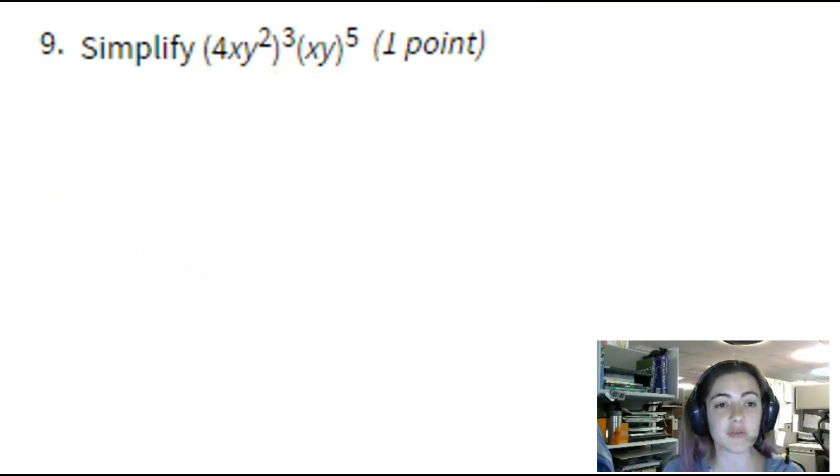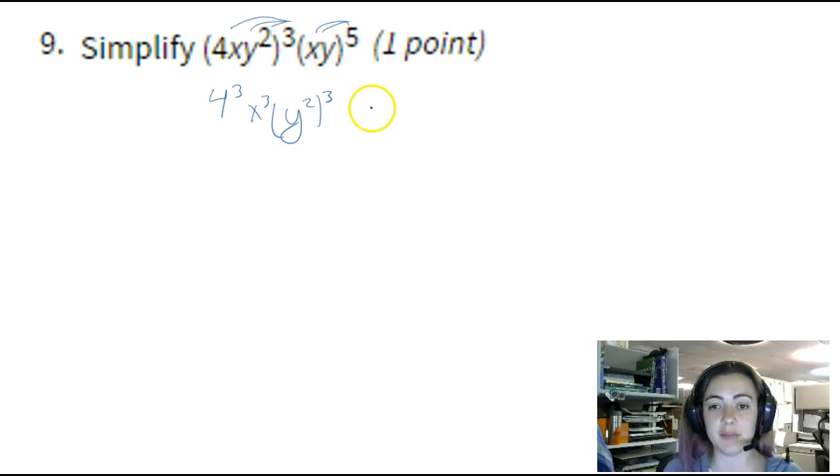Now for number 11, we're going to start simplifying when we take a power raised to another power. This time we have numerals and we have exponents here. So we can distribute this 3 through. So we have 4 to the third, x to the third, and y squared to the third. This is being multiplied by x to the fifth and y to the fifth.